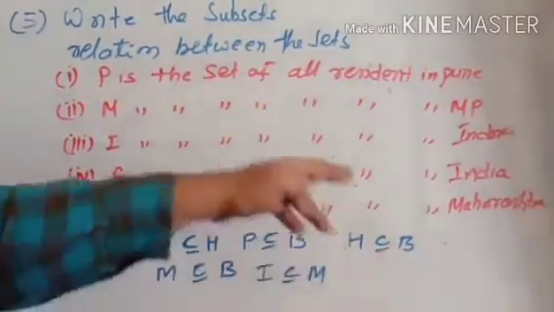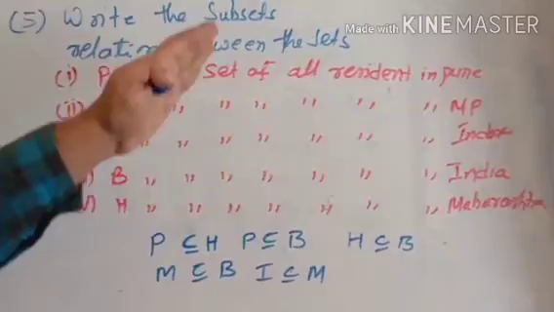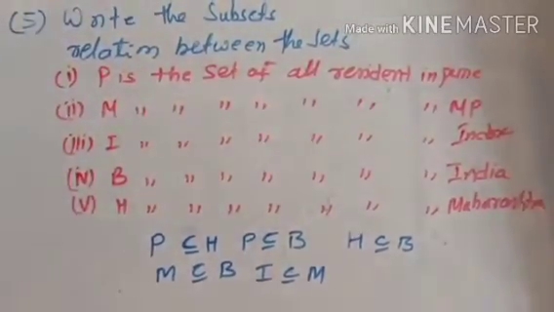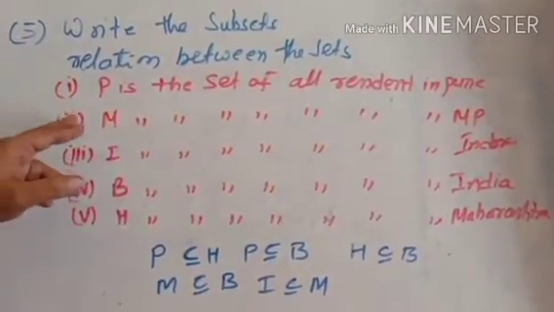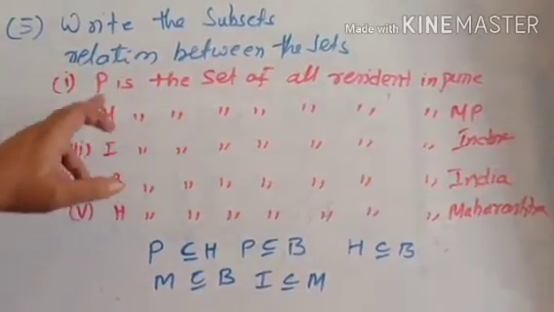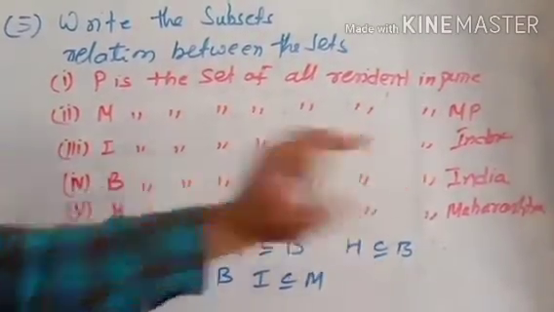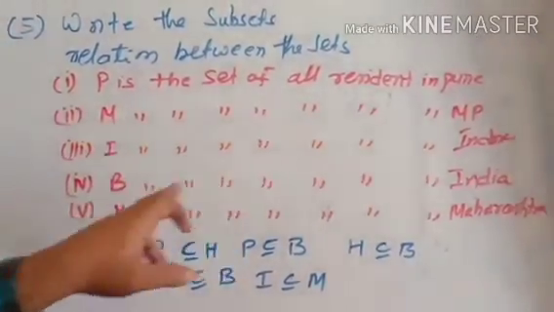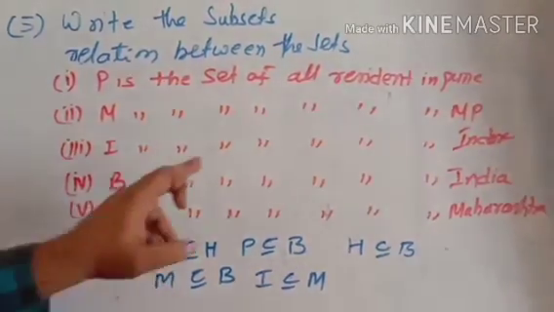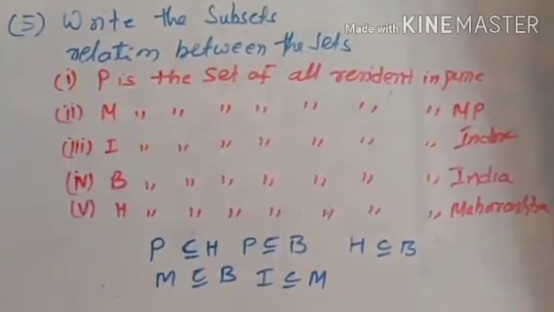All this is a subset relation. In this case, all the sets are subsets of what? India. All the sets are subsets of India, that is B. Therefore, B is a universal set for these sets.